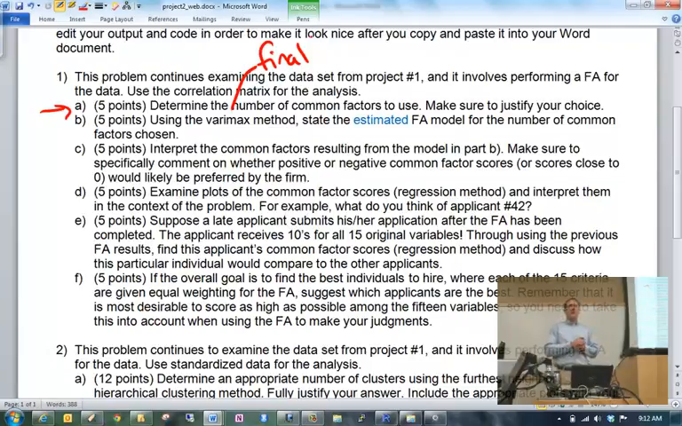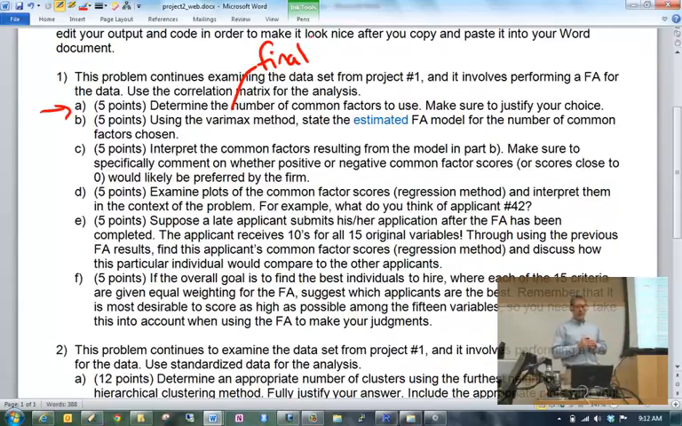Likelihood ratio test, yes. What would be another way? Look at the residuals. So, I'm expecting you to look at both. Part B, using the Varimax method, state the estimated factor analysis model for the number of common factors chosen. So it's just a matter of writing out what the model is. Okay.